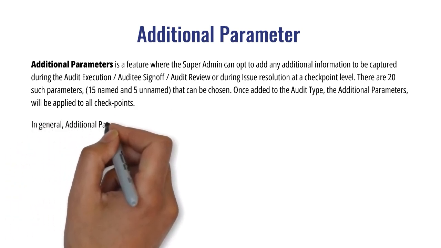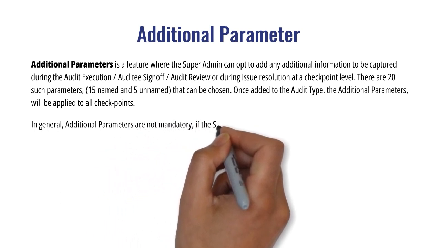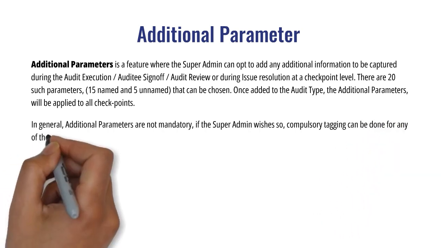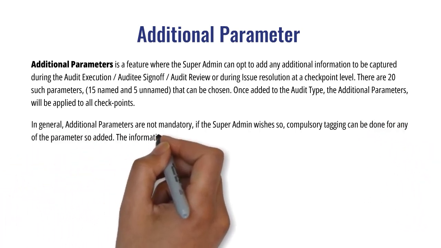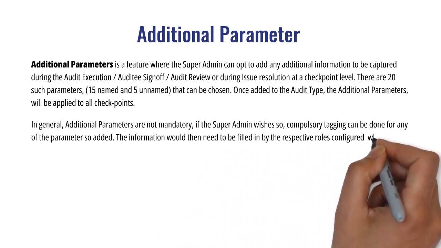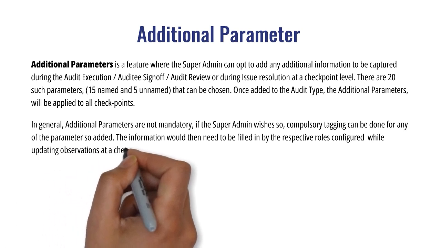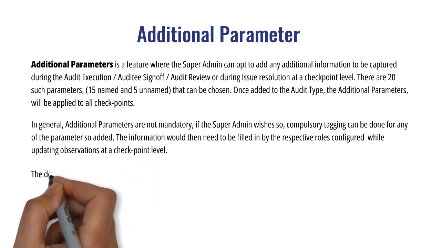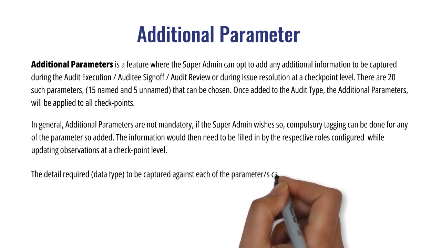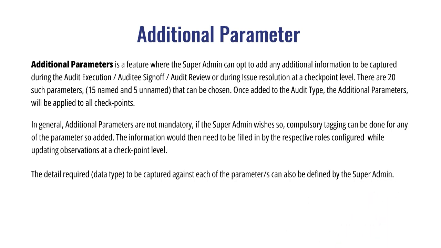In general, additional parameters are not mandatory. If the superadmin wishes so, compulsory tagging can be done for any of the parameters so added. The information would then need to be filled in by the respective roles configured while updating observations at a checkpoint level. The detail required, data type, to be captured against each of the parameter can also be defined by the superadmin. This training video is about additional parameters as a feature in Audit 360.